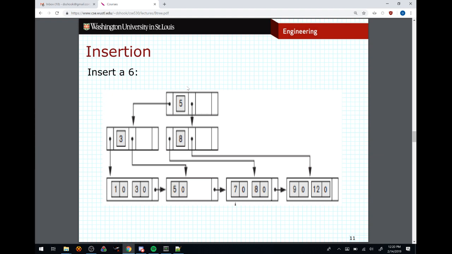What happens next? Seven goes up. It's the middle value. 7 goes up. Thankfully, I have an empty spot here, so I don't have to split this one. I update this internal node with the new search keys, and now I just have to update my child pointers to point to these new nodes. And there we go. We've properly inserted the 6.